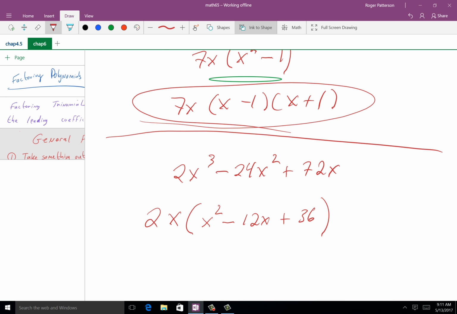So what is this thing inside here then? If it's not a difference of 2 squares, it is a trinomial, right? So how do we factor trinomials? Well, we use the AC method or whatever. I probably wouldn't use the AC method on this because I don't have anything in front of the x squared. I got to find factors of 36 to give me 12. 6 and 6. There we go. So that's done.